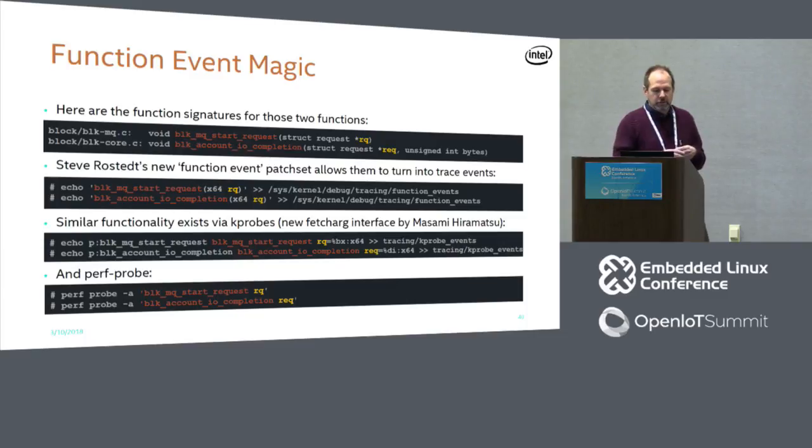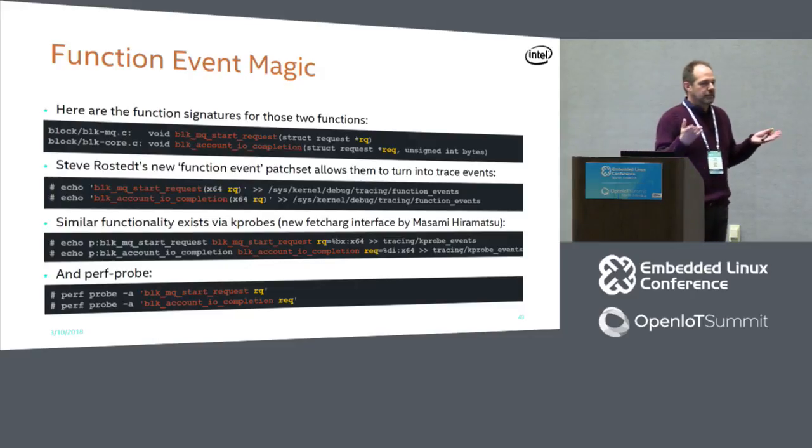There are a number of ways to do that. Like I mentioned, you can use the kprobe events. The syntax is a little off-putting, I guess, and it's arch-specific. An equivalent way of creating trace points for those functions would be perf probe. You could do the same thing, giving it those functions. But for the purposes of this talk, I'm going to be using Steve Rostedt's new function event patch set that he posted a few weeks ago.